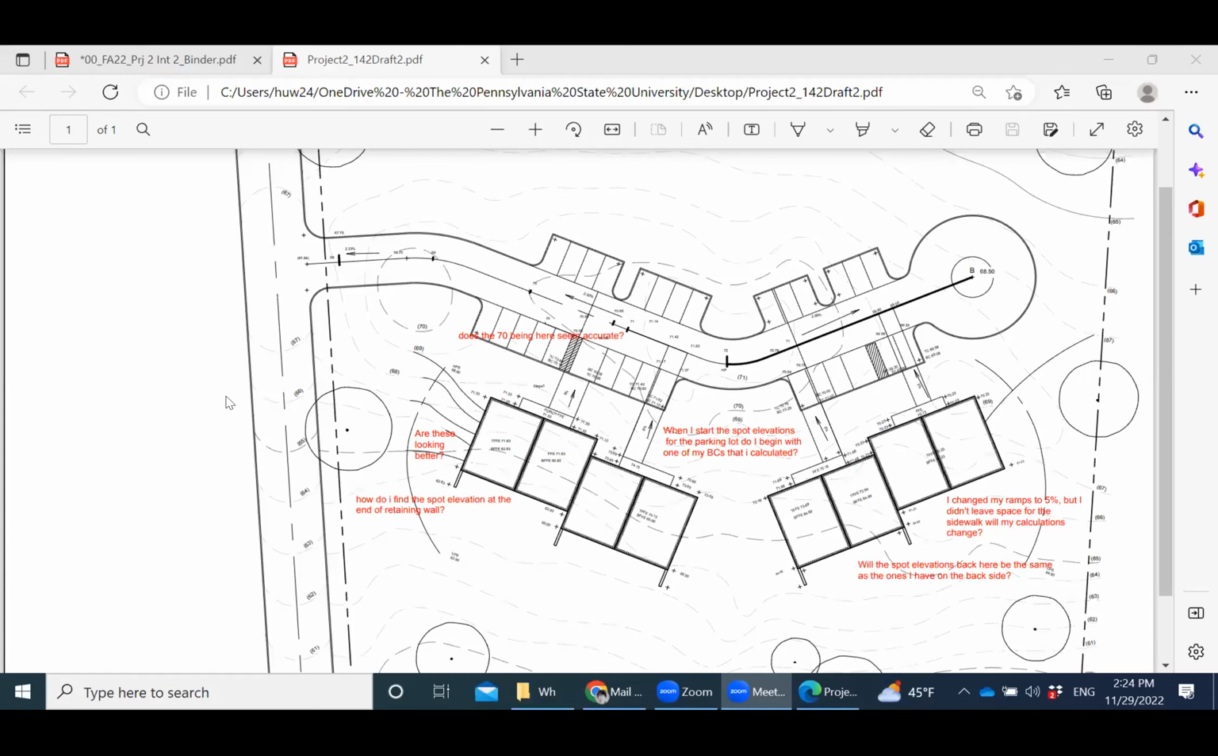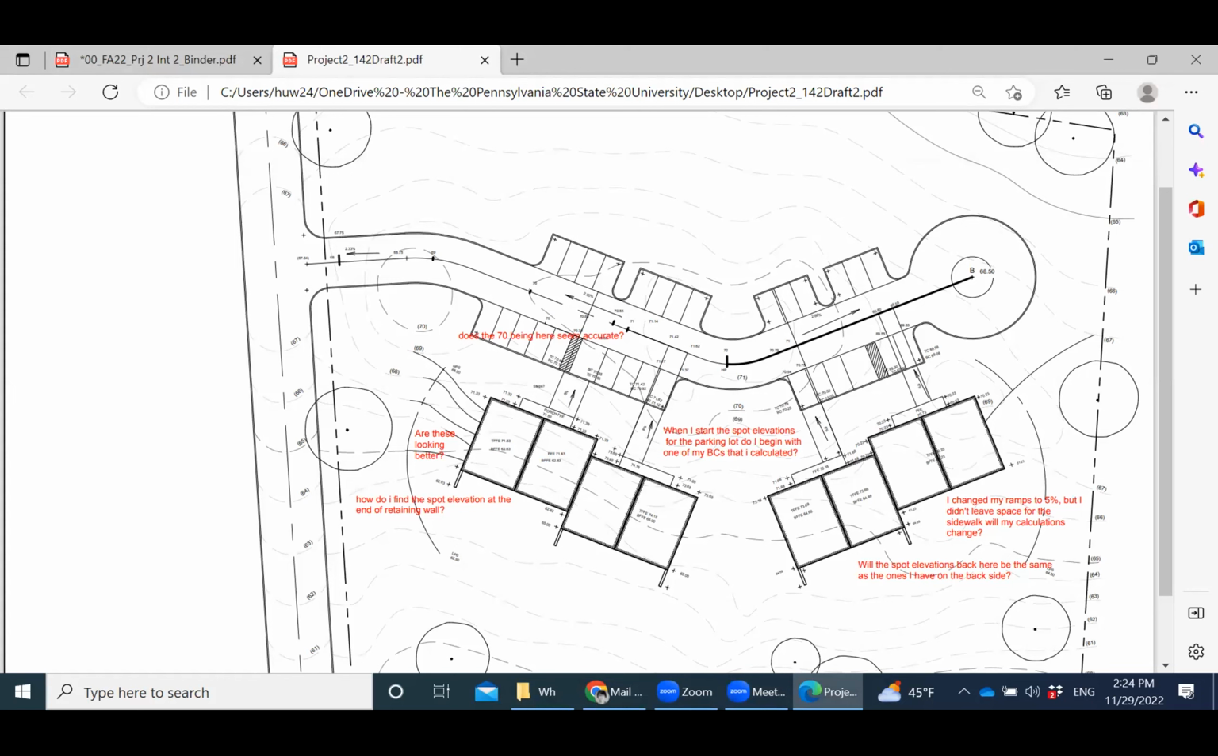Okay. So, does the 70 being here seem accurate?